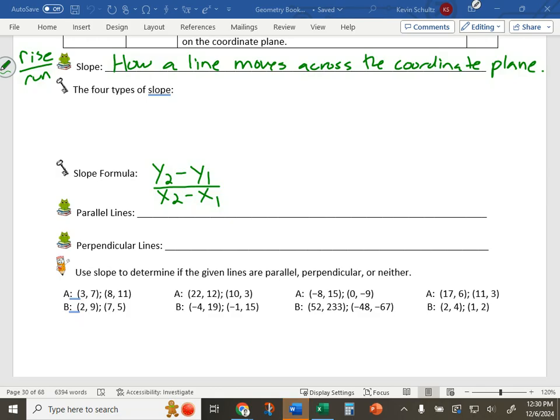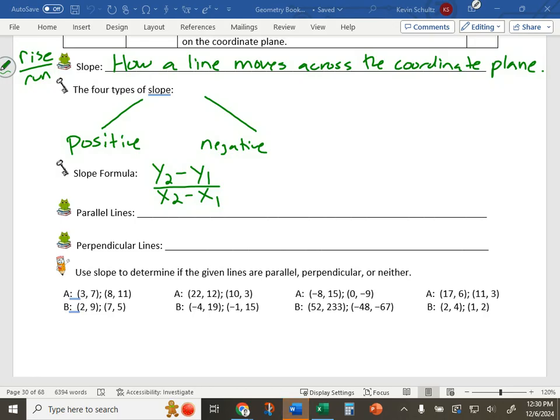What are the four types of slope? Really it's three types of slope and then kind of an imposter, sticking with the Among Us theme. What type of slope is that? It's going up from left to right. Positive slope. Slope can be negative if it goes down from left to right.